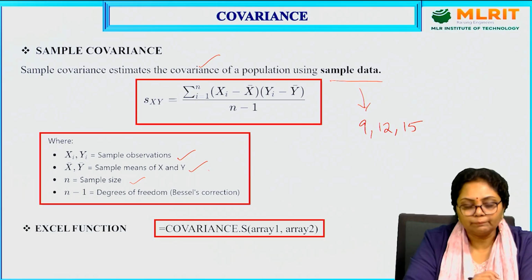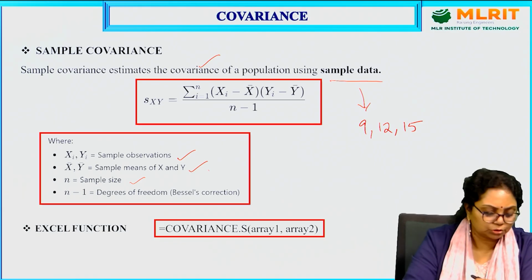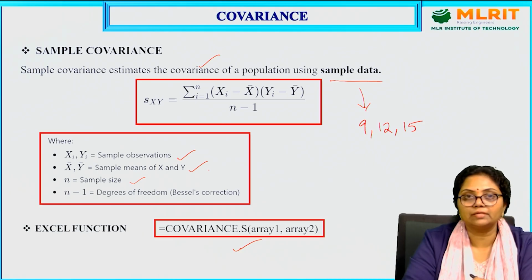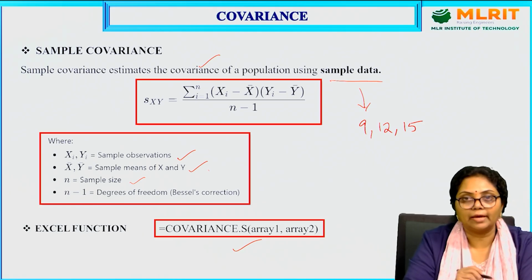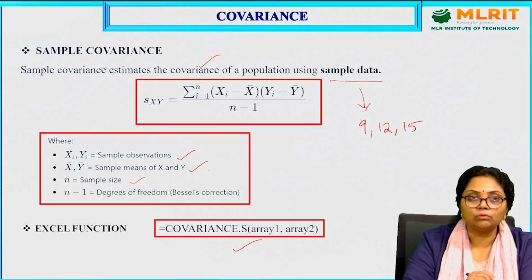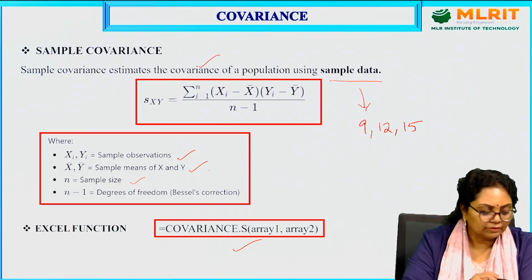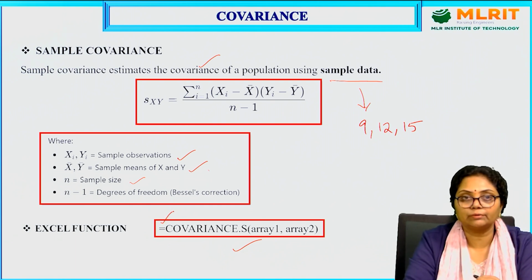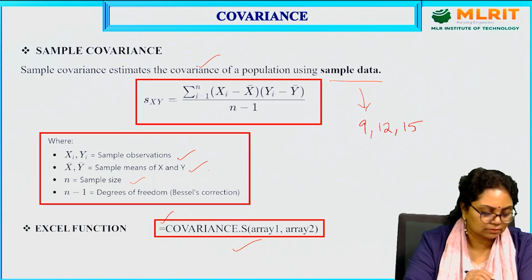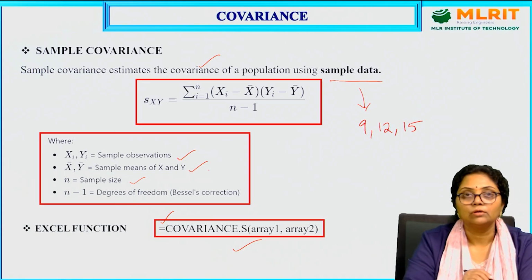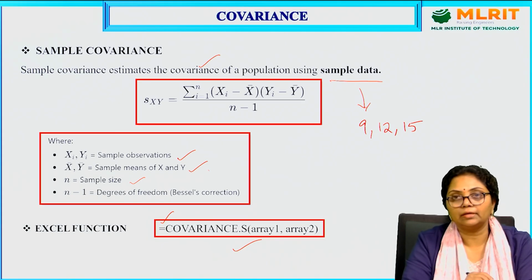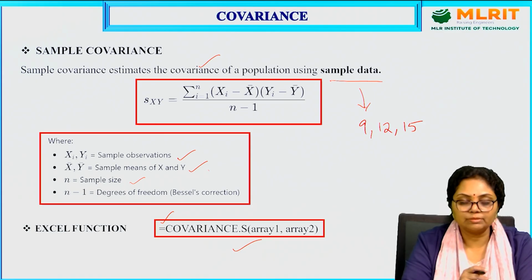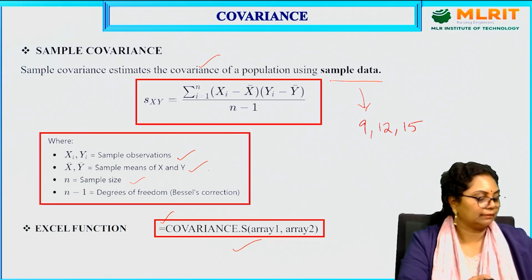Now accordingly, we also have an Excel function called covariance.s, array 1, array 2. We all know very clearly that whenever we are using an Excel function, we use the equal to symbol. So we put the equal to sign and then covariance.s, because we are representing the sample covariance, we are asking for sample covariance, so we are using covariance.s, array 1 and array 2. So whatever the two variables' arrays are, that is the data we are going to select.